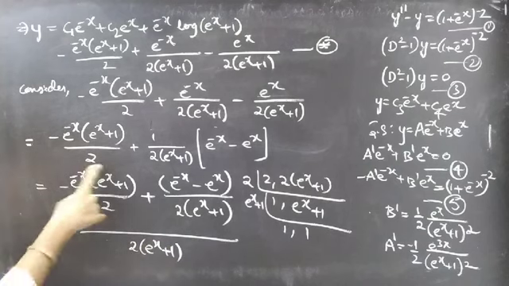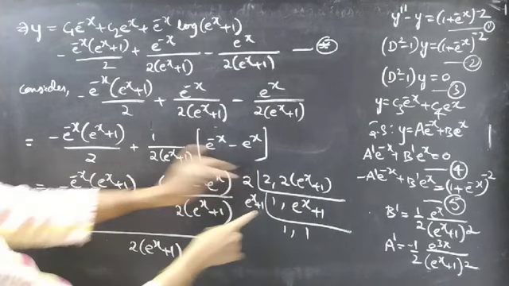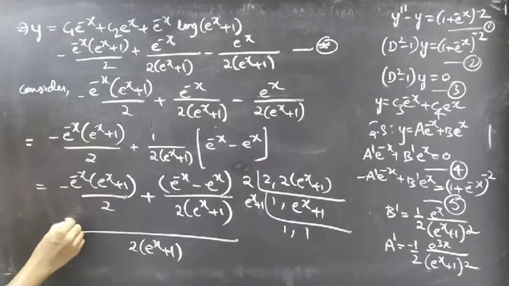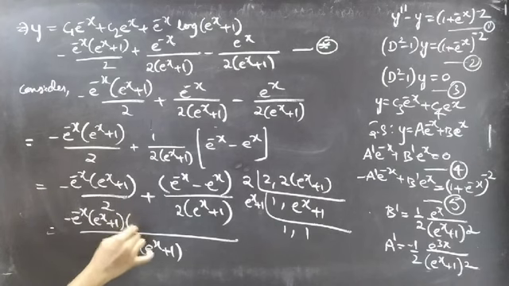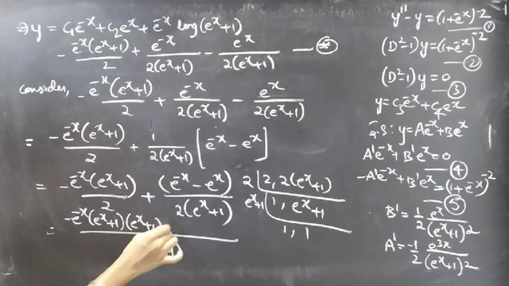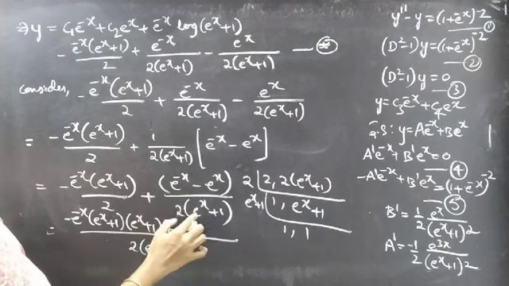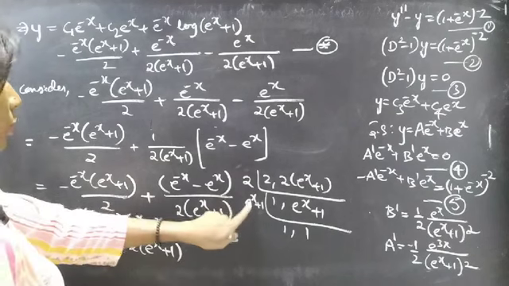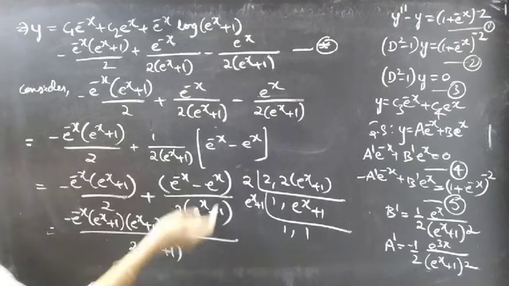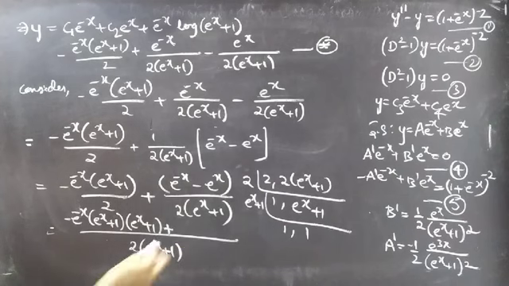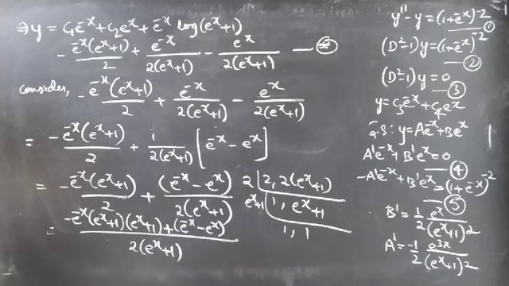So in the denominator of the first term we have 2, so close 2, and multiply e^x + 1 to this numerator. We'll get -e^(-x) into (e^x + 1) into (e^x + 1), plus, in the denominator of the second term you're having 2 into (e^x + 1), so we need nothing to be multiplied to this numerator, so just write it as it is, right?